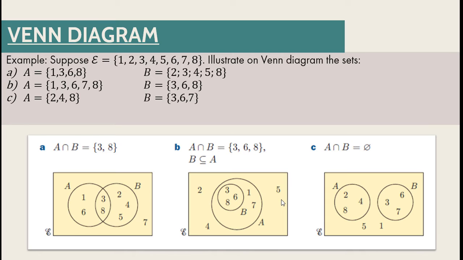And for A and C, you can see that the intersection of A and C is the empty set because they have no common elements. So we will draw two separate circles, A and C, like that. 2, 4, 8, and 3, 6, 7. The numbers 1 and 5 do not belong to either of the two circles. They will fall outside of the two circles.